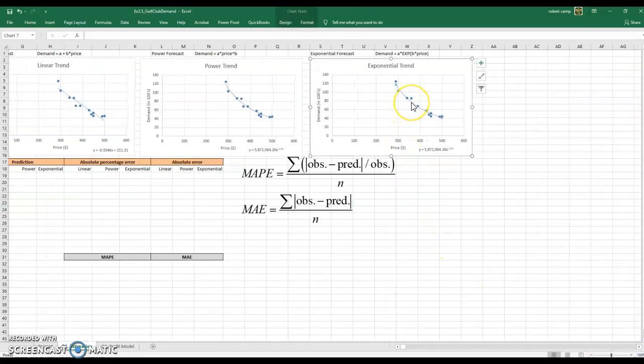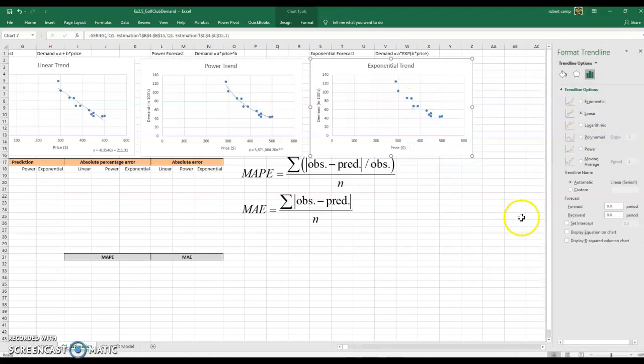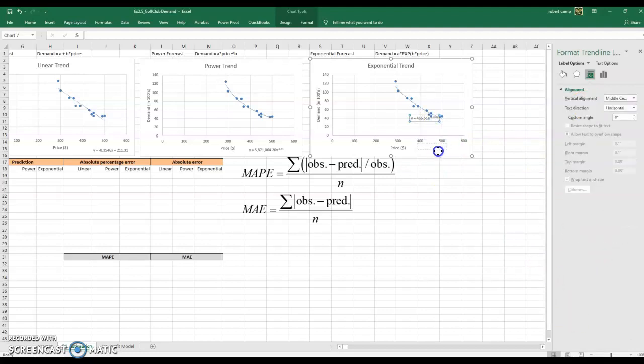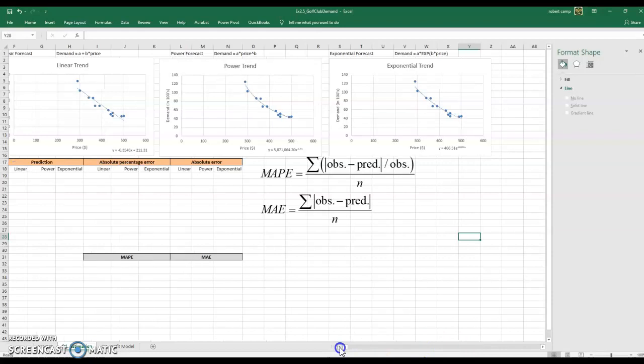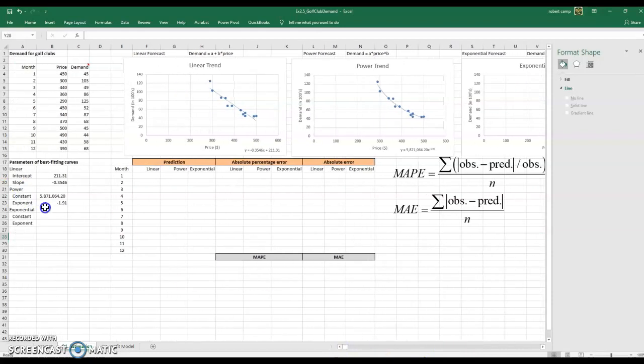I am going to kill that trend line, and then once again we're going to right click, add a trend line. This time we're going to go exponential. And then display equation on the chart, and then once again I'm going to move that down just so I can see it. And so there's our exponential equation. So we're going to come back over here, and our constant on that is going to be 466.51. And then if we look, our exponent is negative 0.005.